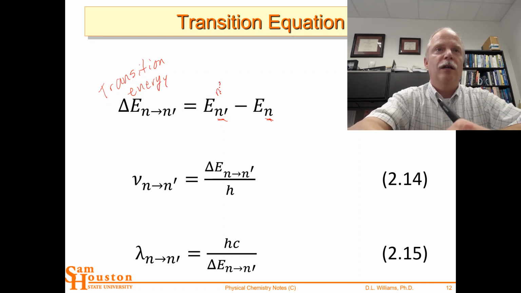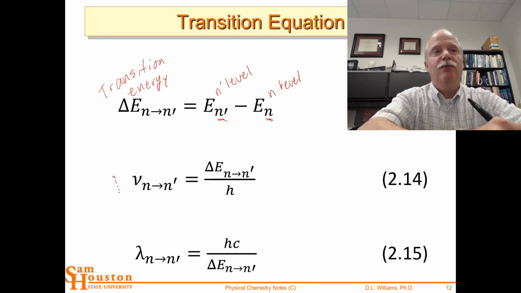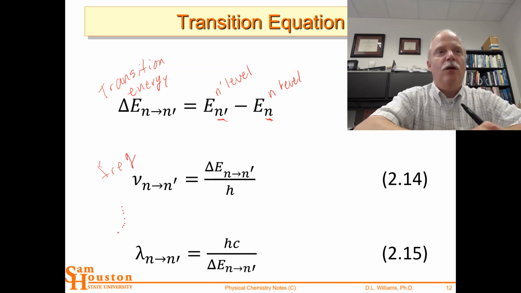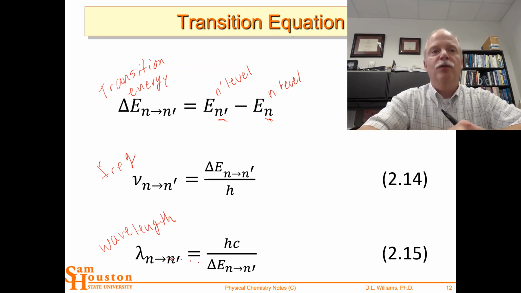This is the n prime level, and this is the n level. And so this transition energy can be converted to frequency, or it can be converted to wavelength. Notice that it's inversely proportional to wavelength. If I have a large difference in my transition, I have a very short wavelength.